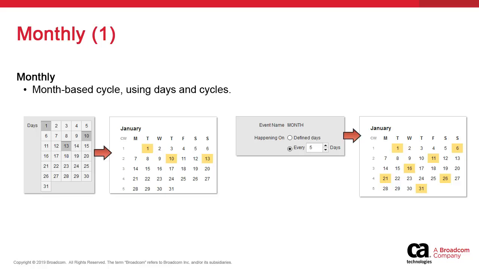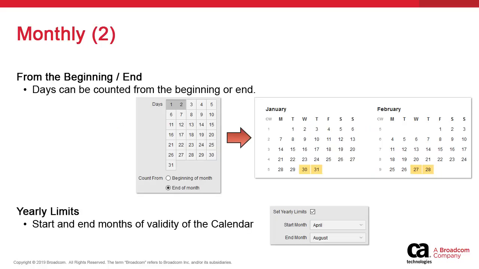The monthly calendar event designates days over months. You can either target days of the month explicitly or specify a cycle, say every 5 days. You have the option of selecting days from the beginning or the end. Days 1 and 2 from the end will always designate the last 2 days of every month, irrespective of the number of days in that month. Just like the weekly, the monthly calendar event makes it possible to set limits. Your days could be designated for the months ranging from April to August, for example.